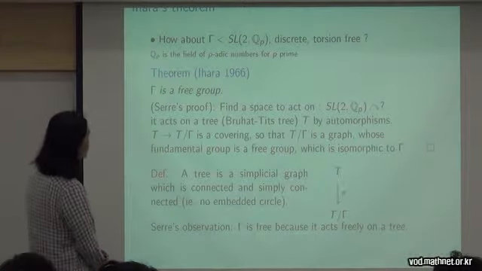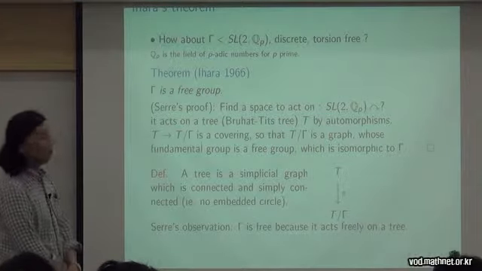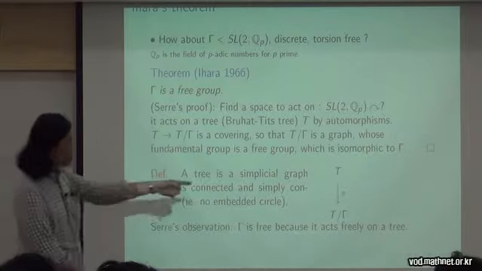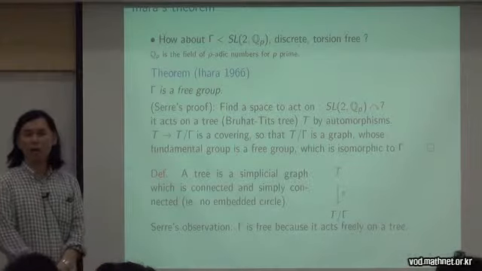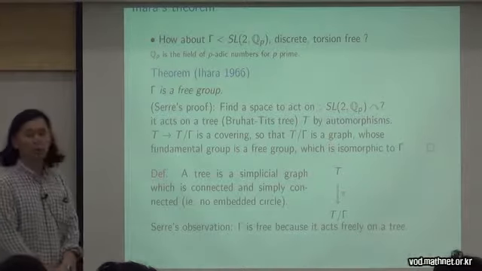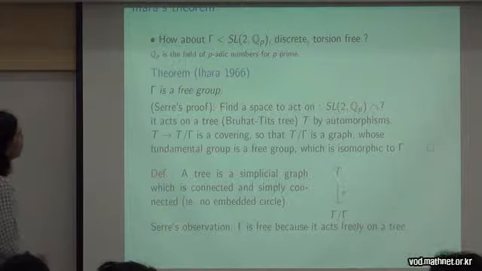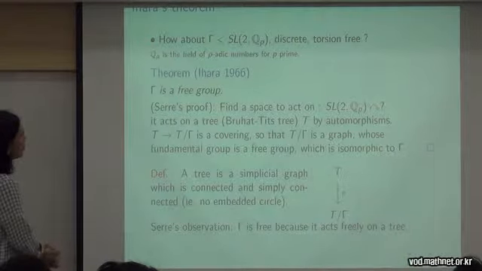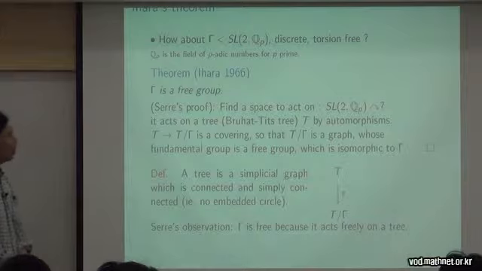And now the rest is the same. Since gamma is discrete and torsion-free, the quotient map is a covering map in the usual sense, but T is a tree, therefore the quotient is a graph, but pi_1 of the graph is always free, therefore gamma is free. So that's the end of the proof. This is a nice argument. Serre's observation is that gamma is free because it acts on a tree freely.